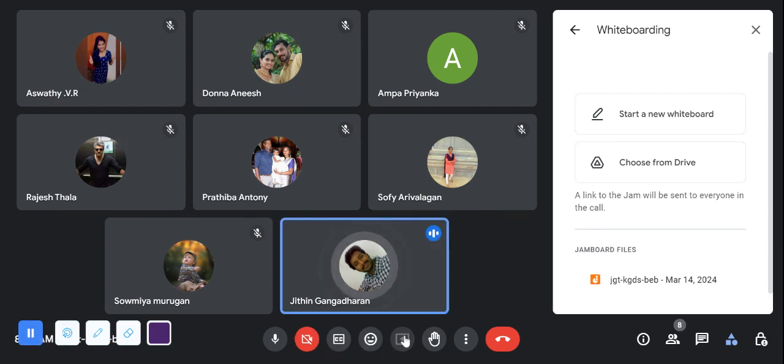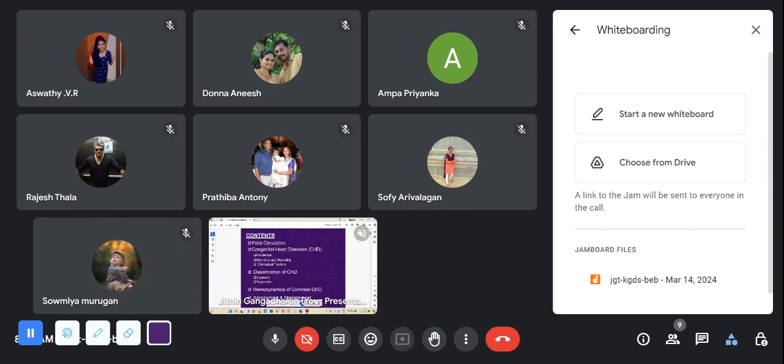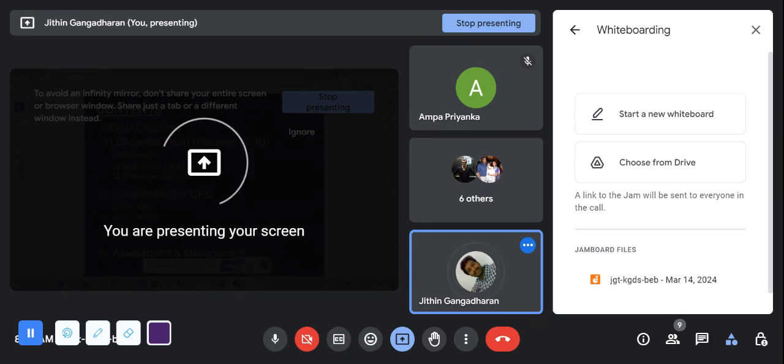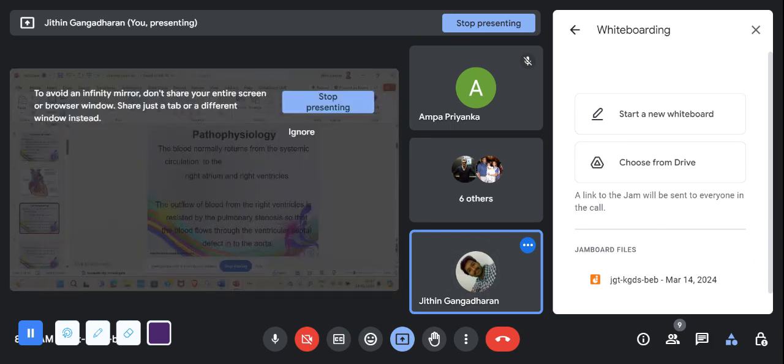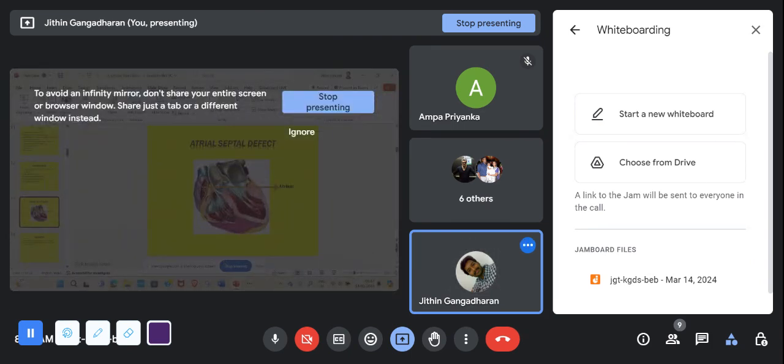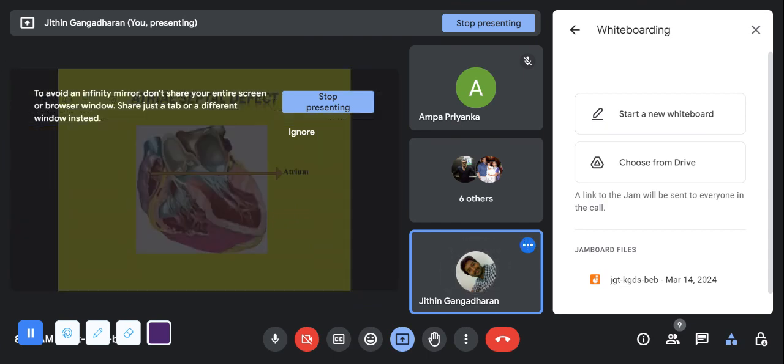So, going back to the slides. What were we talking about? We were talking about China. Okay. So that is atrial septal defect, right?